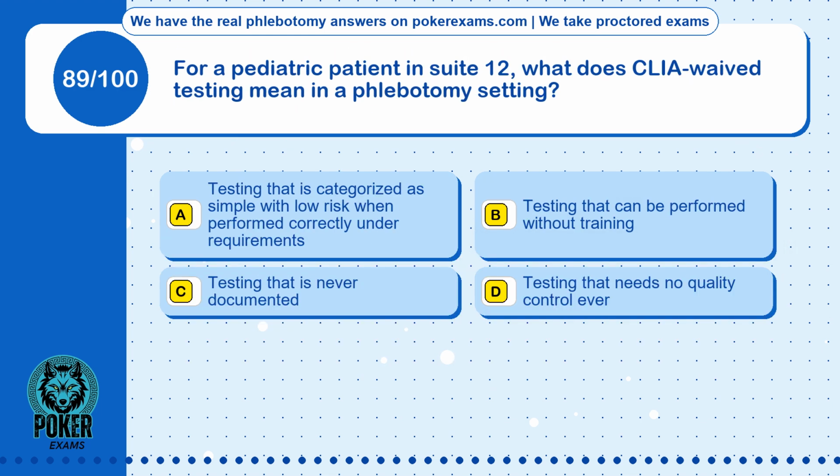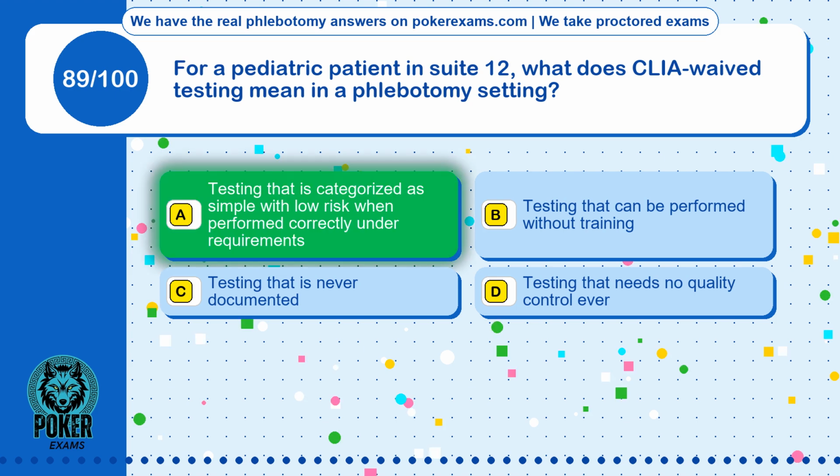Question 89. For a pediatric patient in Suite 12, what does CLIA waived testing mean in a phlebotomy setting? Option A: testing that is categorized as simple with low risk when performed correctly under requirements. Option B: testing that can be performed without training. Option C: testing that is never documented. Option D: testing that needs no quality control ever.